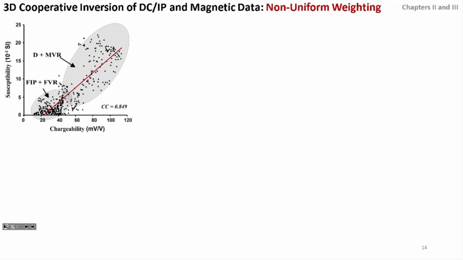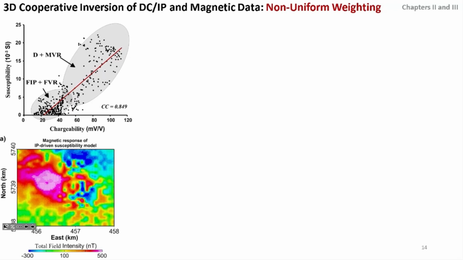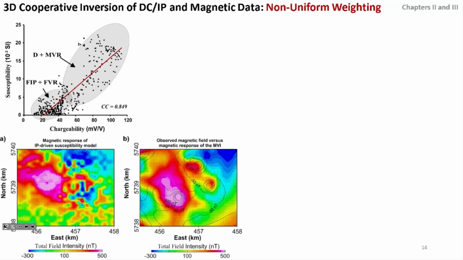In this stage, since the relation between IP chargeabilities and magnetic susceptibilities is visibly not a perfect linear link, this suggests that some places in the 3D inversion of magnetic data need to be kept away from DC-IP influence. When we look at the magnetic response of the IP model, it is very similar to the magnetic response of the measured data. However, in some places there are some discrepancies. The point is that we only want DC-IP information to be used in magnetic inversion if and only if there is a link between them.